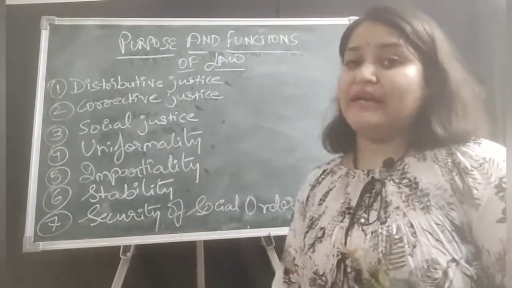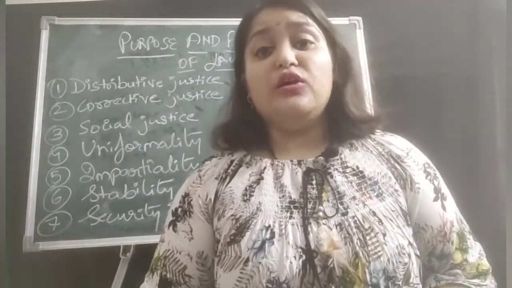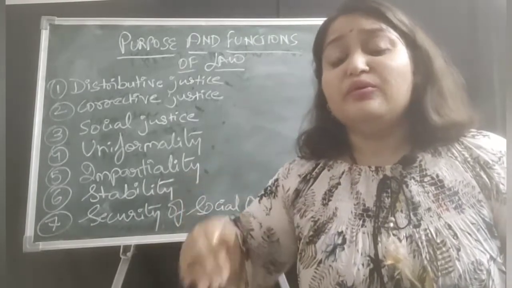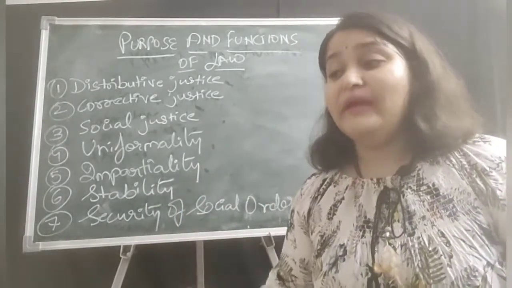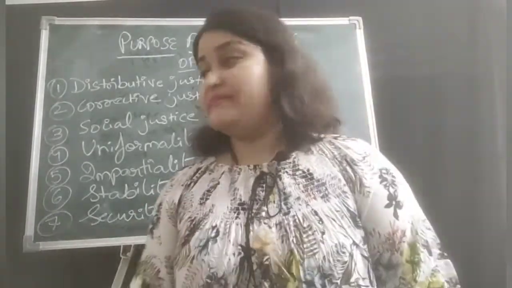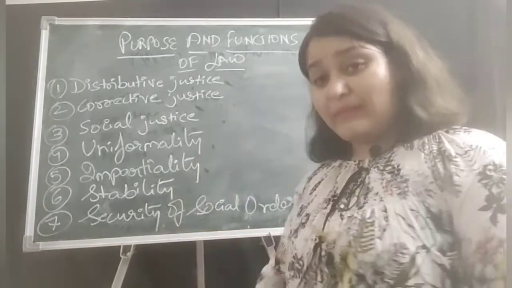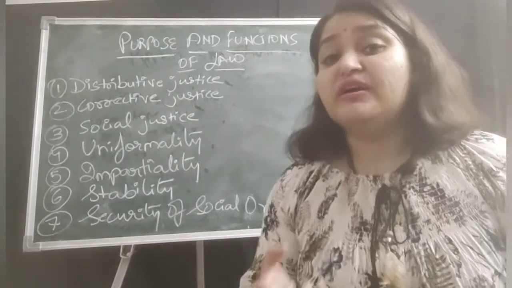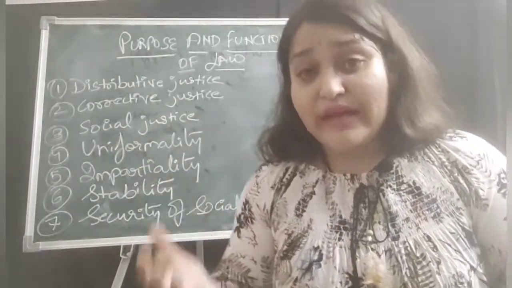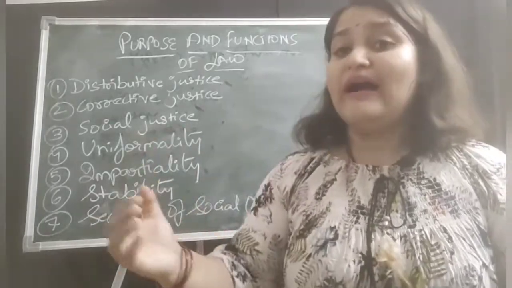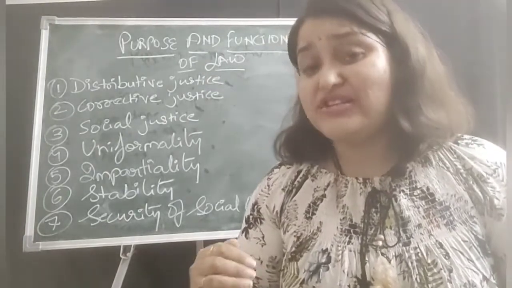Next, impartiality. The main purpose of the law is that laws are impartial in their nature. They help reduce partiality. They help in maintaining justice in the society, maintaining justice with the individuals. Then stability: because laws are rigid, they cannot be changed or amended easily. Because of the rigidity, they are stable in our society. They cannot be changed like that.